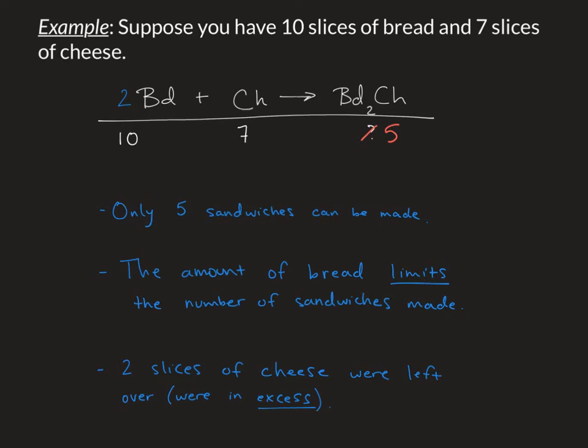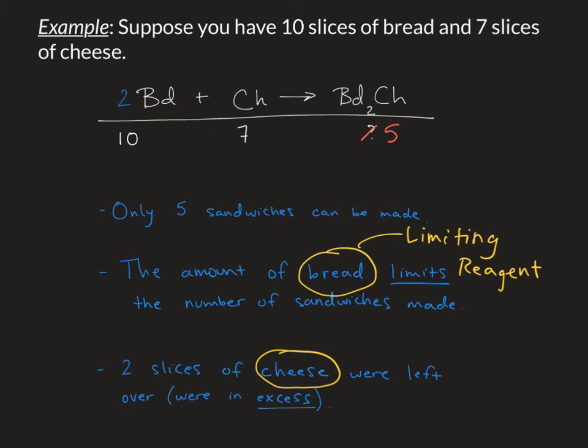So what this means is that bread is our limiting reagent. Bread limits the amount of sandwiches we can make. Cheese, because we have 2 slices left over, is actually our excess reagent.